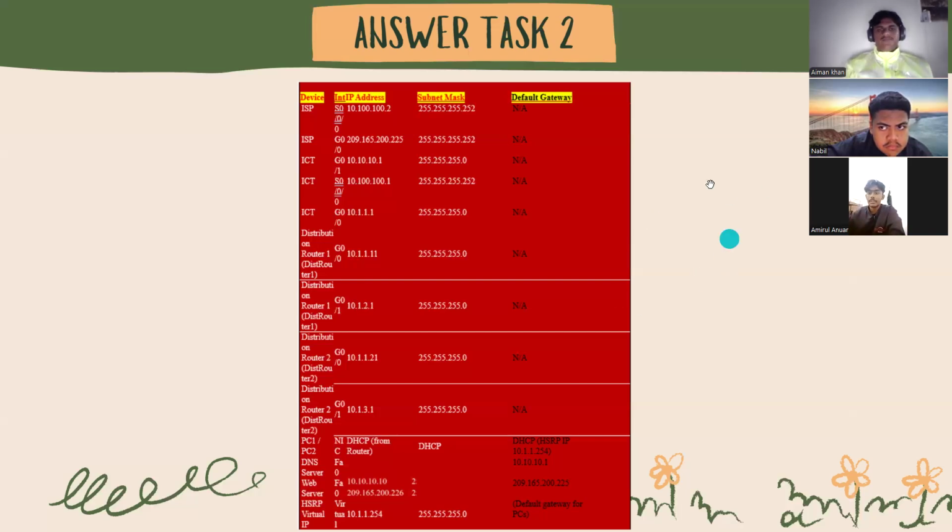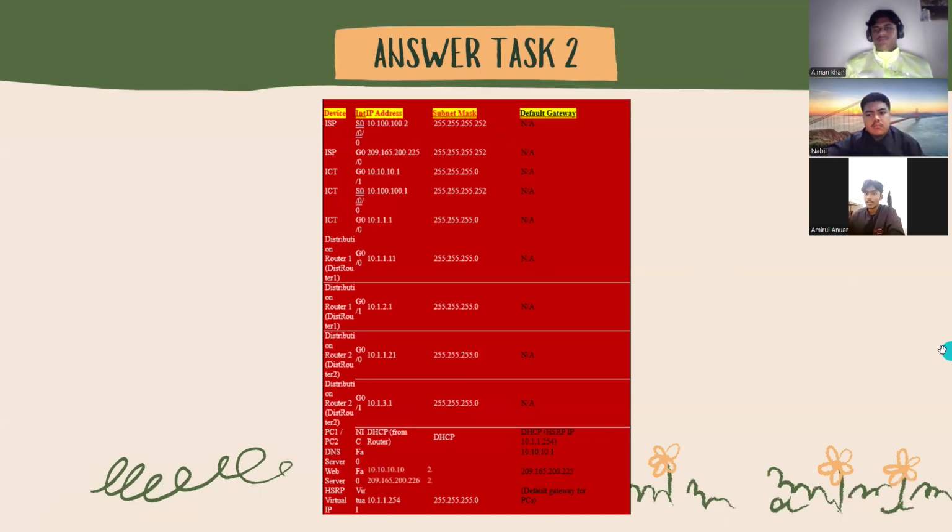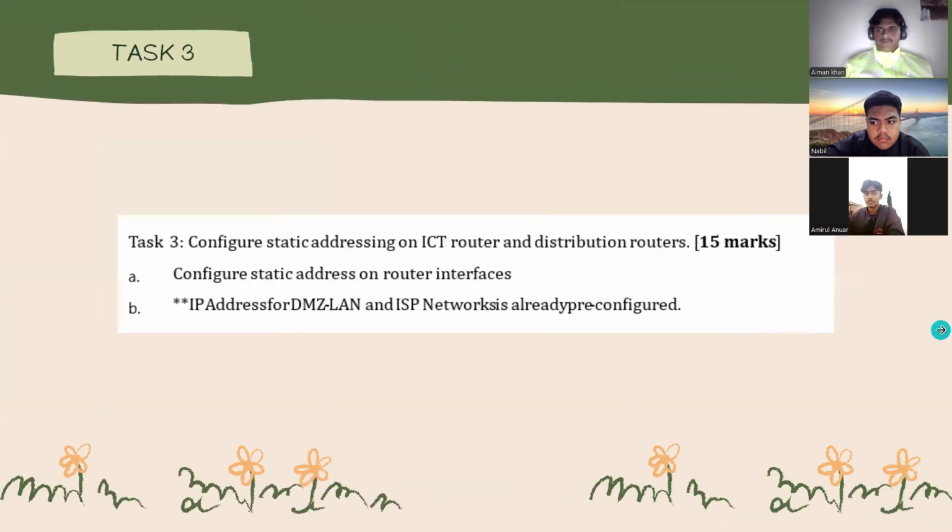So for task 3, configure static addressing on ICT router and distribution router. Configure static address on router interfaces. IP address for DMZ LAN and ISP network is already pre-configured.